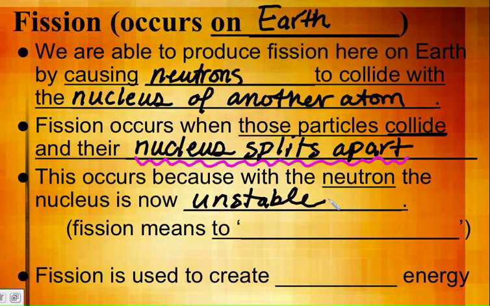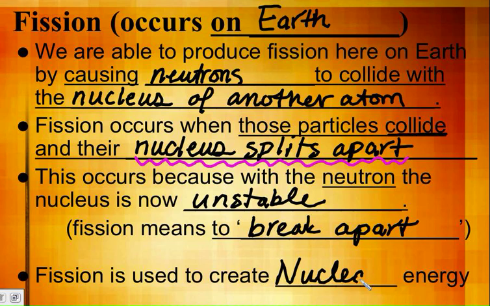Unstable. And so what we know then is that fission comes from a word meaning to break apart. Again, that goes with our definition of the atoms: the nucleus is splitting apart when fission occurs. And we use it here on Earth to create nuclear energy.